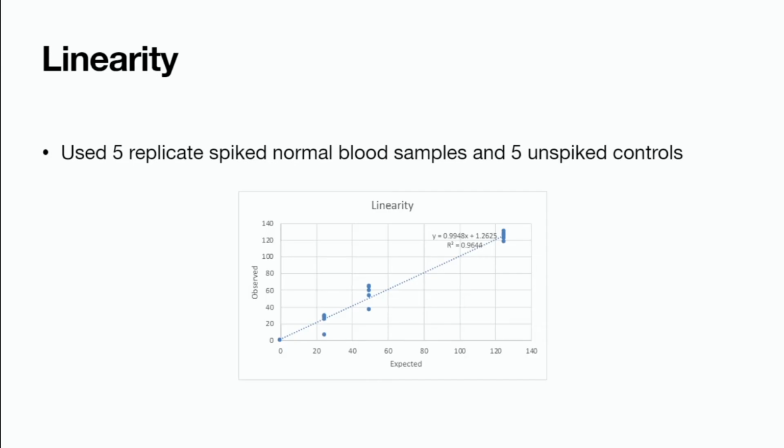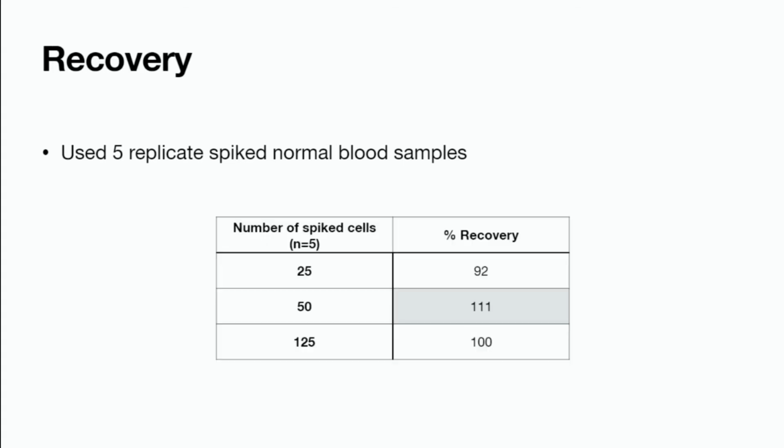This shows linearity. Again, we're taking those same spiked samples, and in this case, we get very nice linearity out to 125 cells. We got a nice slope there, very close to 1. And this is our recovery experiment. For these different numbers of spike-ins, we see very close to 100% recovery in all cases. So for all these analytical parameters that you need for validation, they look pretty good.